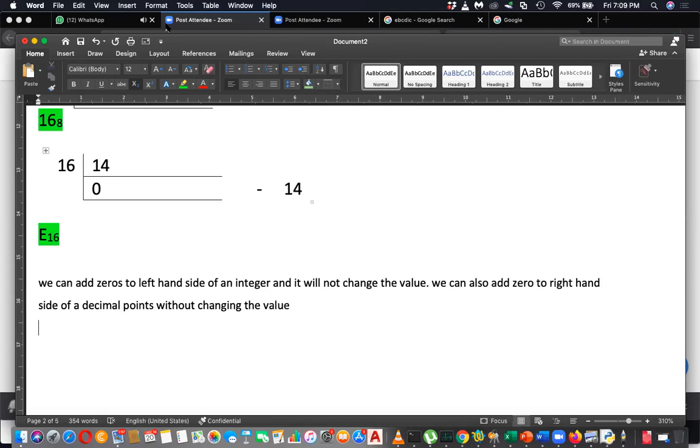So these two are valid rules. If you have an integer like 14, you can add zeros to the beginning, it will not change the value. And at the same time, if you have 14.5, you can add zeros to the end, 14.500, and that will also not change the value. 14.500 is equal to 14.50 is equal to 14.5. All are same. 14 is equal to 014 is equal to 0014. All are same. So you can write the example.